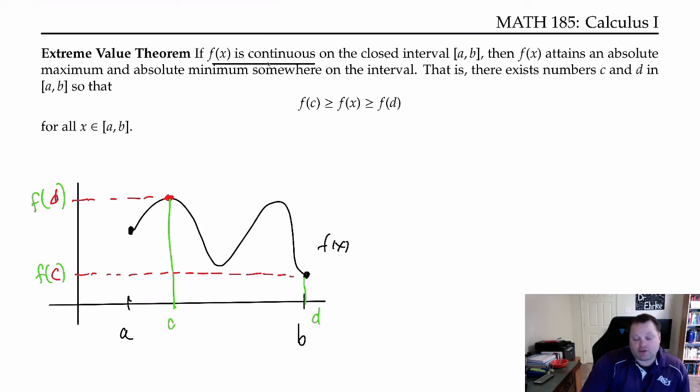The graph that we looked at previously where we had that jump discontinuity proves that if you have a jump discontinuity, you might not have an absolute maximum or minimum on your interval. So this is the extreme value theorem. It tells us that the closed interval method will always work in finding absolute maximums and minimums.